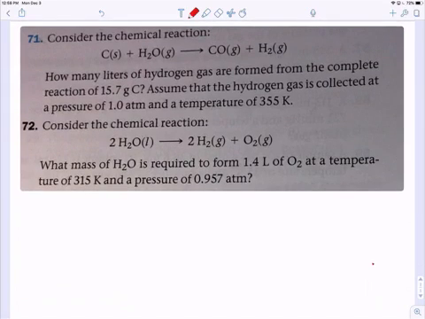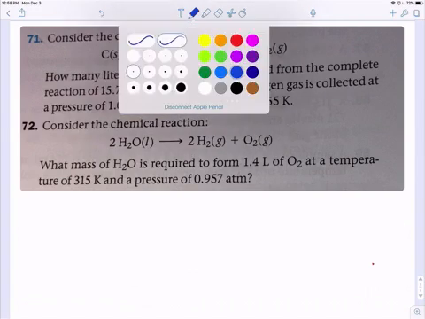Although maybe a little redundant, going over stoichiometry, but with gases. How many liters of hydrogen gas are formed by the complete reaction of 15.7 grams carbon? So for this one here, it is a limiting reagent problem, although you're told what the limiting reagent is.